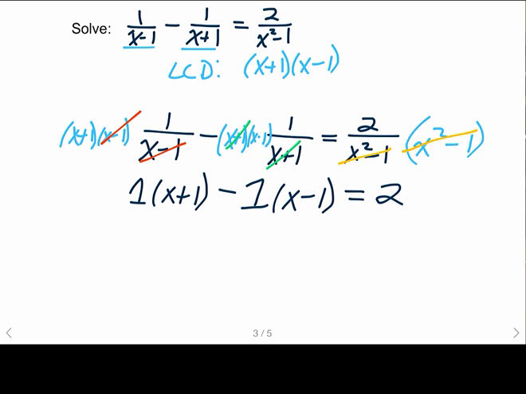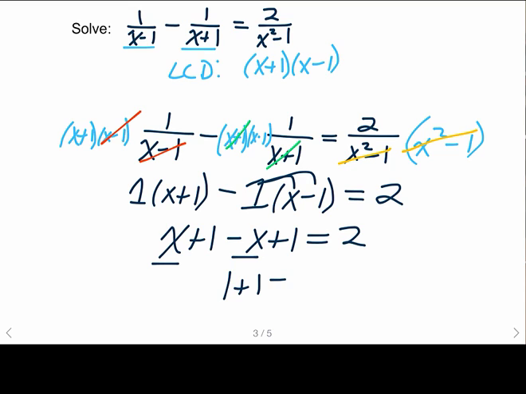I'm going to clear the parentheses where they exist, which means for the second term I'm going to distribute the negative 1. We end up with x plus 1 minus x plus 1 is equal to 2. It's a little weird. So x minus x goes away. I have 1 plus 1 is equal to 2. Well, duh. We went through all that for that.